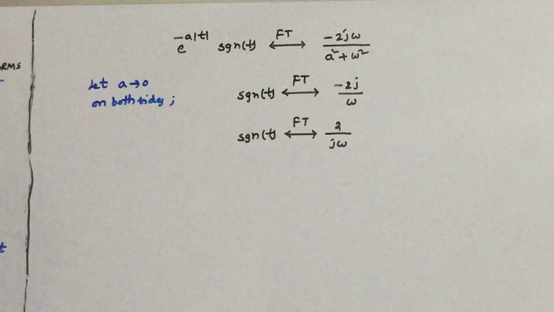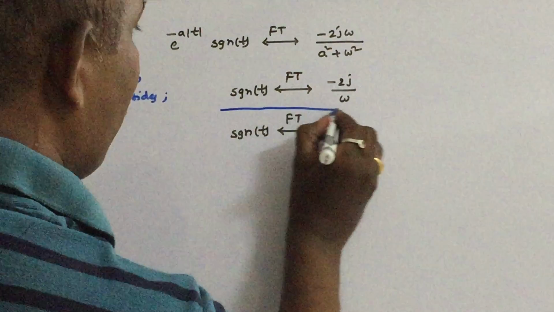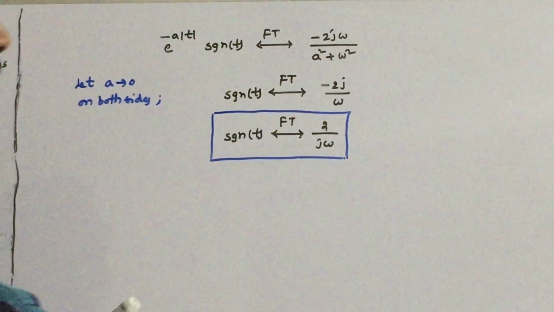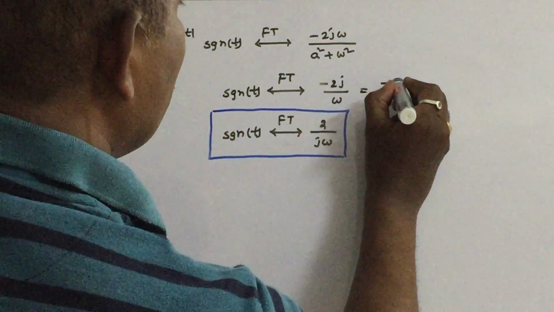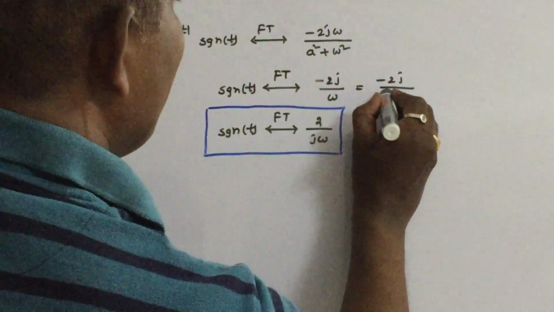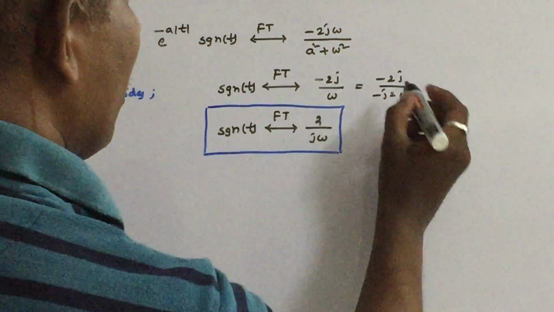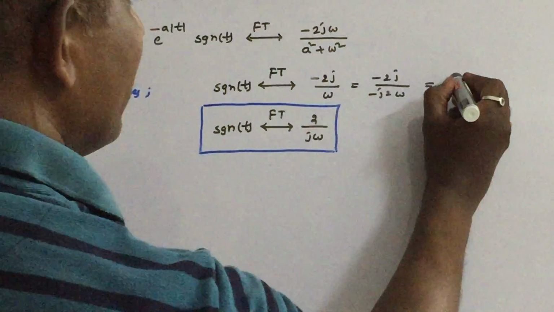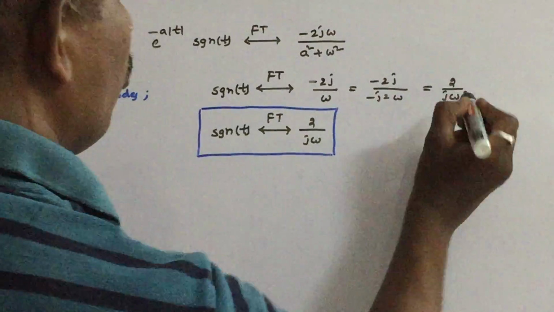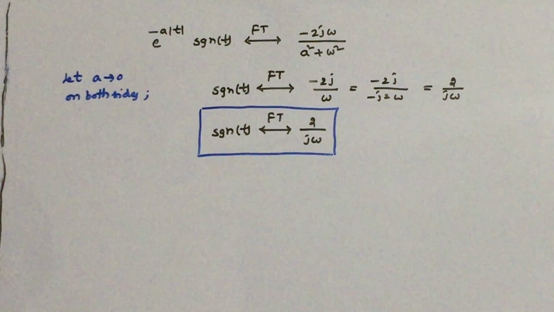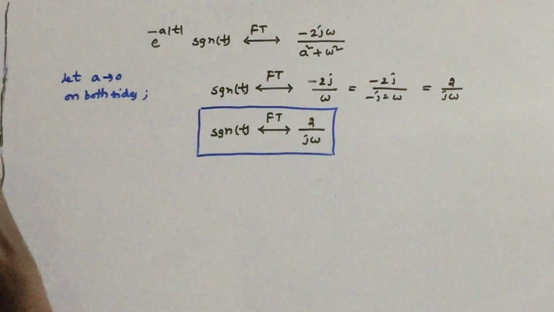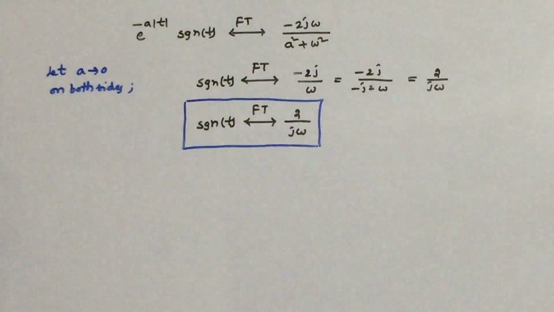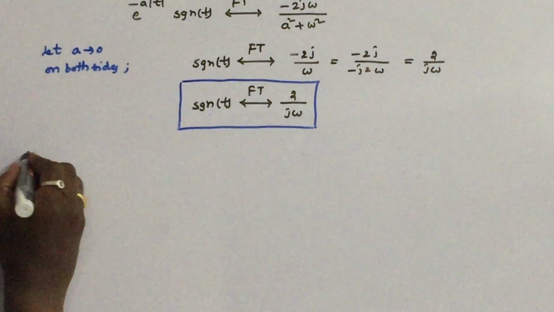Another very important objective question in competitive examinations: the Fourier transform of signum of t is 2 by j omega. Why? Because here you can write it as minus 2j by minus j square omega, because j square is minus 1, minus into minus becomes plus. So the minus sign gets cancelled out, j gets cancelled out, and it comes as 2 by j omega. So this is the very important Fourier transform of a standard signal, signum of t is equal to 2 by j omega. So let us take the fourth example.